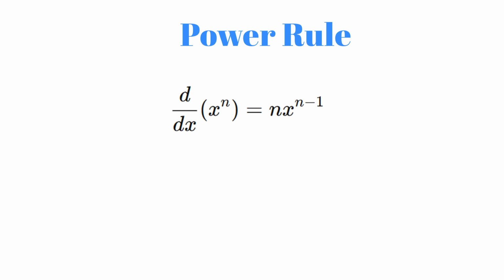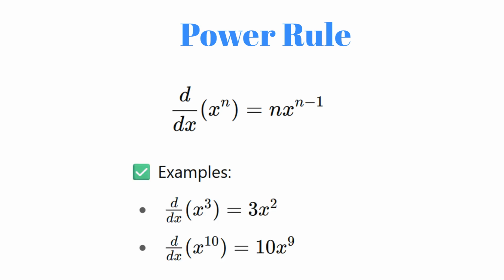Power rule. The derivative of x raised to the power n is n times x raised to the power n minus 1. First example, the derivative of x cubed is 3x squared. Second example, the derivative of x to the power 10 is 10x to the power 9.